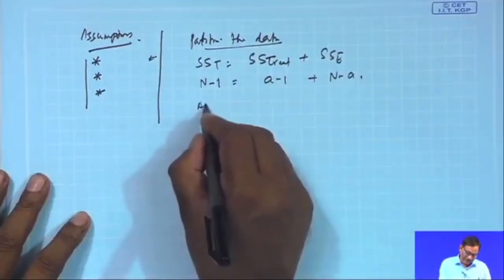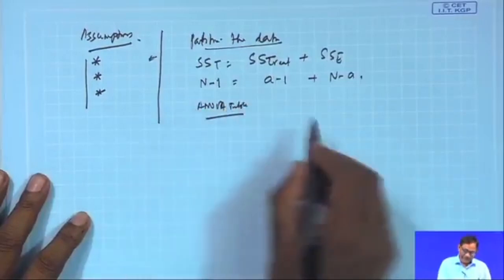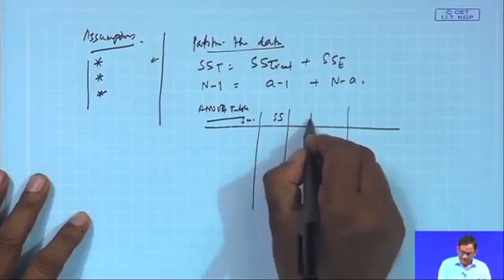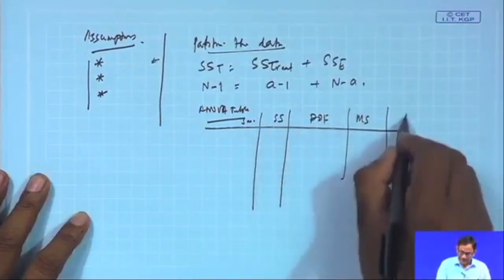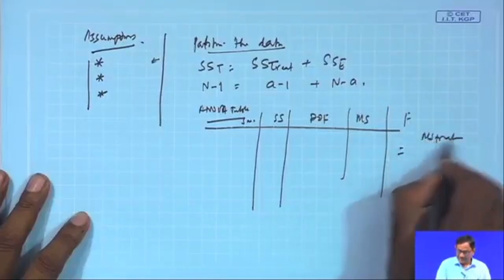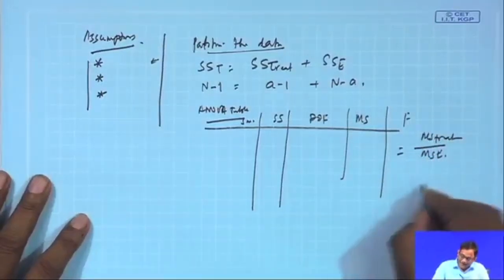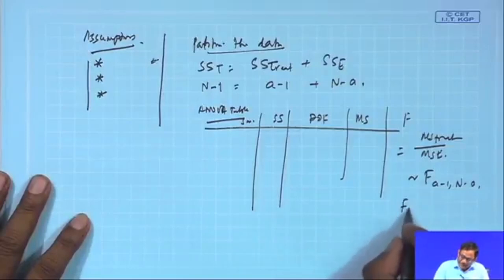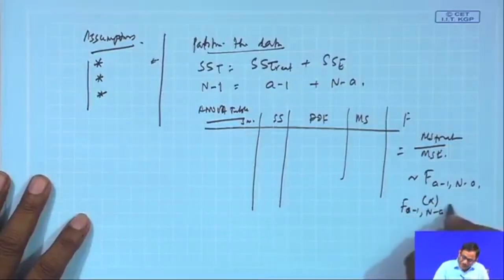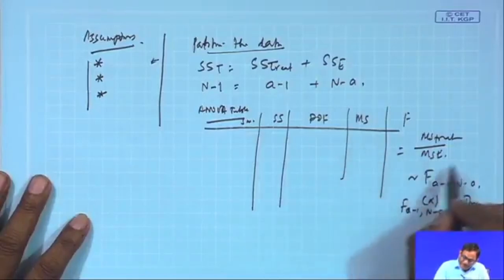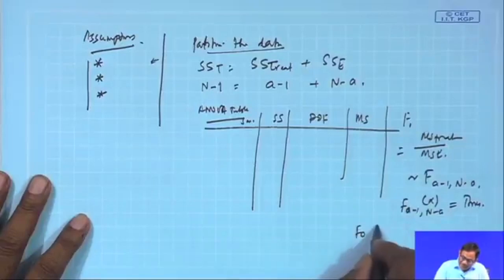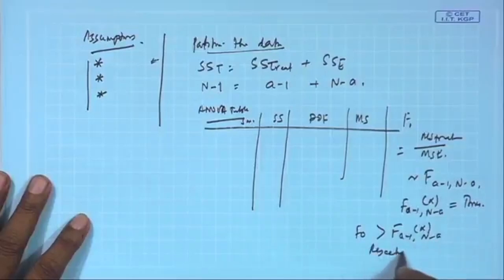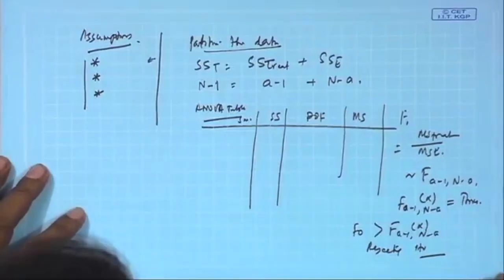Then you develop the ANOVA table. In the table, the sources of variation are important; then you compute SS, degrees of freedom, then MS, and then F equals MS treatment divided by MS error. This quantity follows an F distribution with a minus 1 and n minus a degrees of freedom. You find the threshold value for a minus 1 and n minus a at some alpha. If the computed F0 is greater than the threshold value, then you reject the null hypothesis H0.